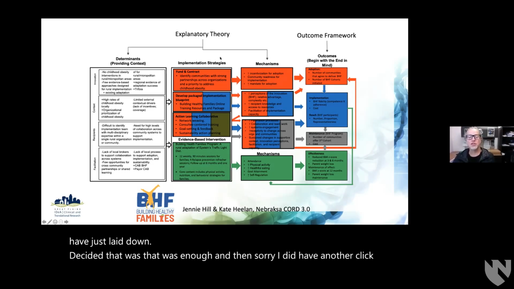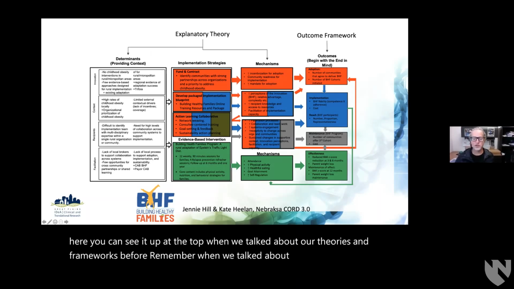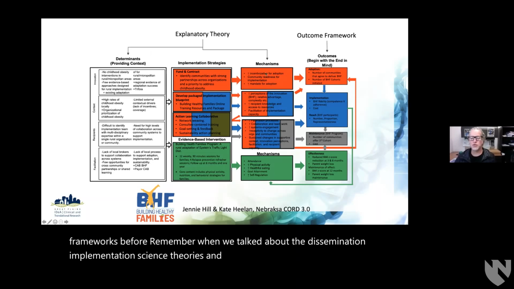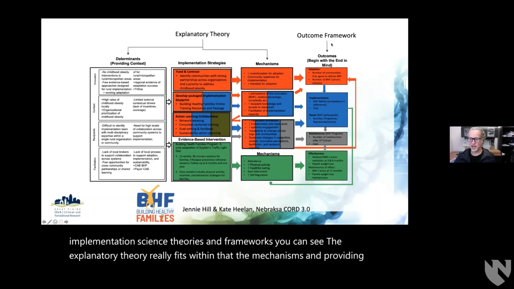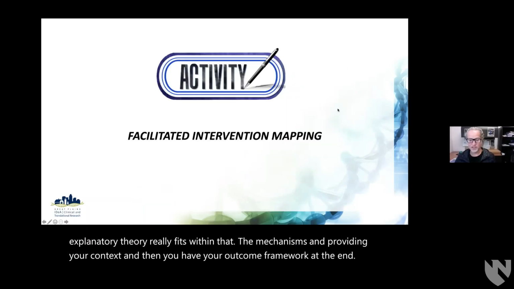Oh, and then, sorry, I did have another click here. You can see it up at the top, when we talked about our theories and frameworks before, remember when we talked about dissemination and implementation science theories and frameworks, you can see the explanatory theory really fits within that, the mechanisms and providing your context, and then you have your outcome framework at the end, outlining obviously the outcomes.